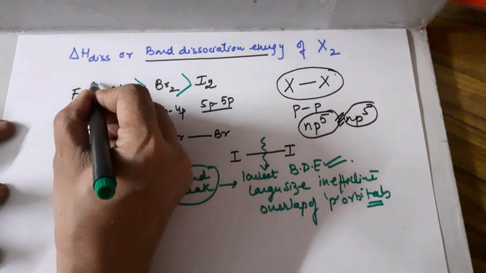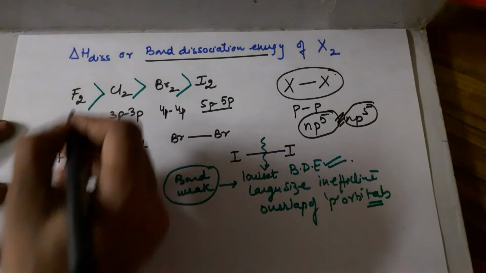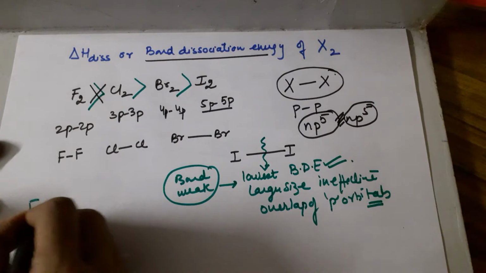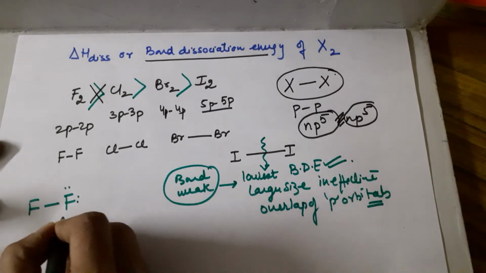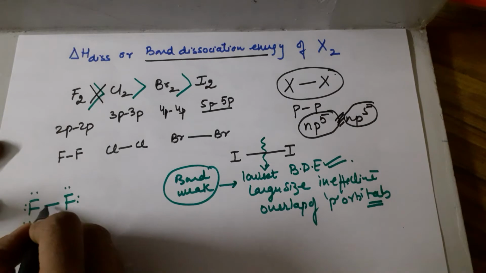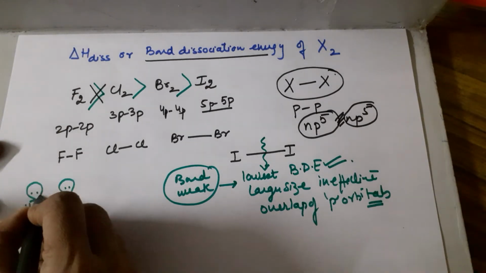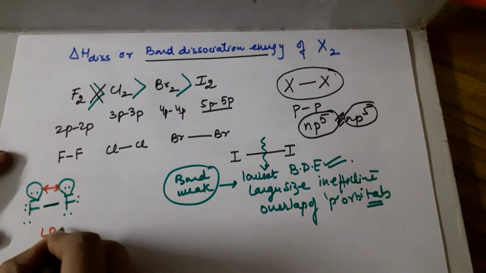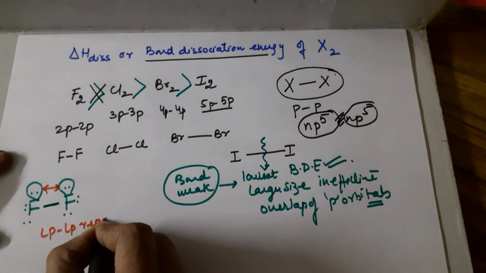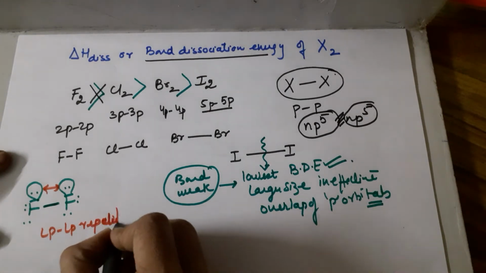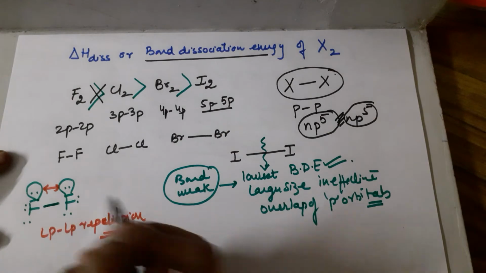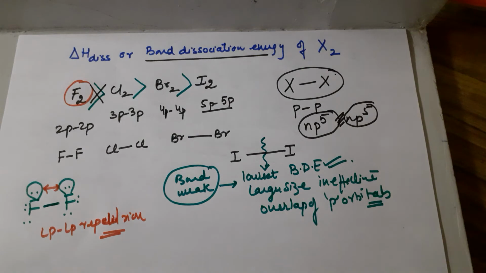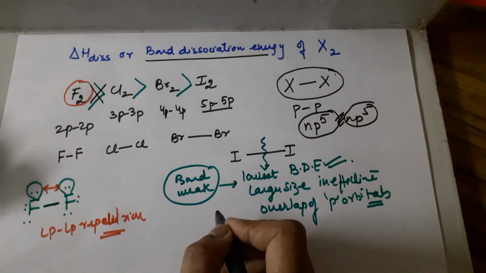But when I say it should be maximum for fluorine, then the answer is not correct. The reason is, in case of fluorine, when these two fluorines form a bond, there are 6 electrons left, 3 lone pairs. Because of the small size, these lone pairs are close to each other and they cause a lone pair repulsion. And this lone pair repulsion leads the bond to become weaker. Hence, the strongest bond is not that of F2, and the order is not like this. There is a change in order.